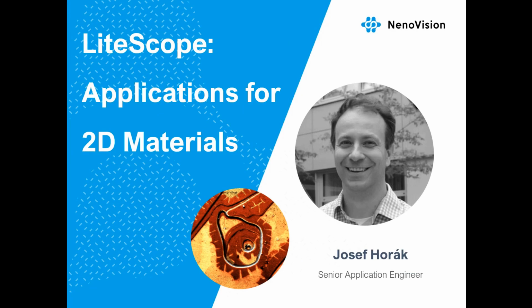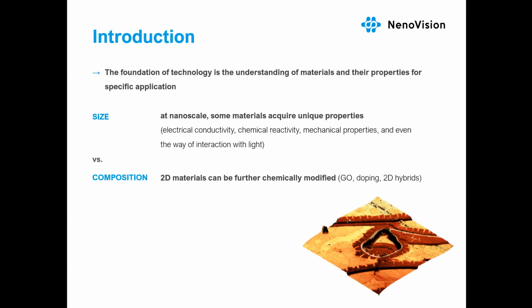Welcome to today's presentation focused on the advantages of combining AFM and SEM systems for characterization of two-dimensional materials. When we think about the properties of a material, we often think that they are based on what the material is made of. However, there is something else that can affect how a material behaves, its size. This is especially true of some materials when their dimensions are reduced to the nanoscale.